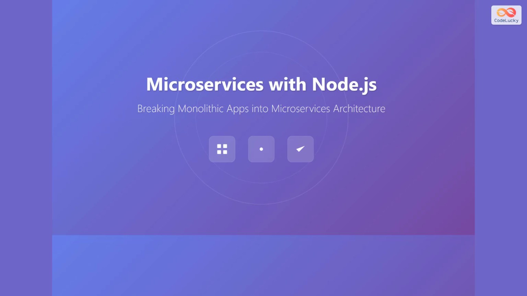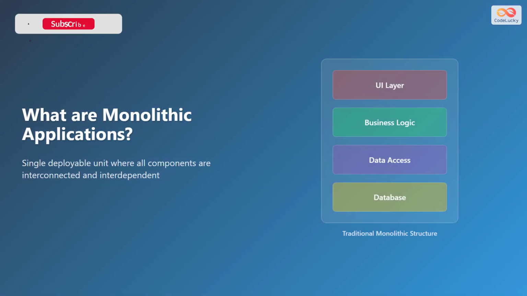Let's explore microservices with Node.js. We will learn how to break down monolithic applications into microservices architecture. Monolithic applications are single deployable units where all components are interconnected and interdependent. Traditionally, it is structured into user interface layer, business logic, data access, and a database.